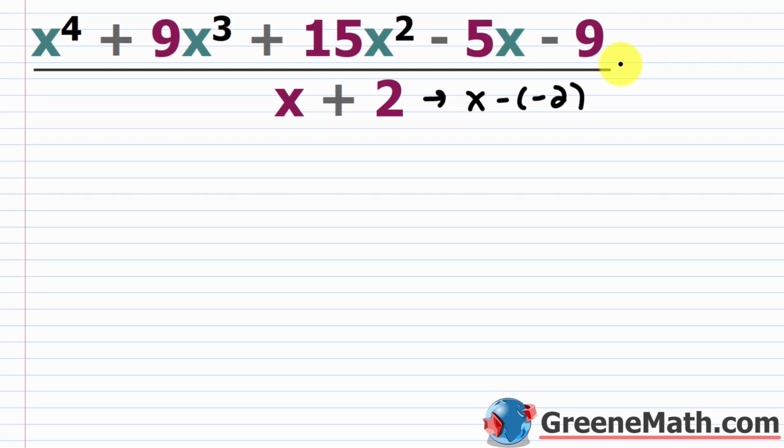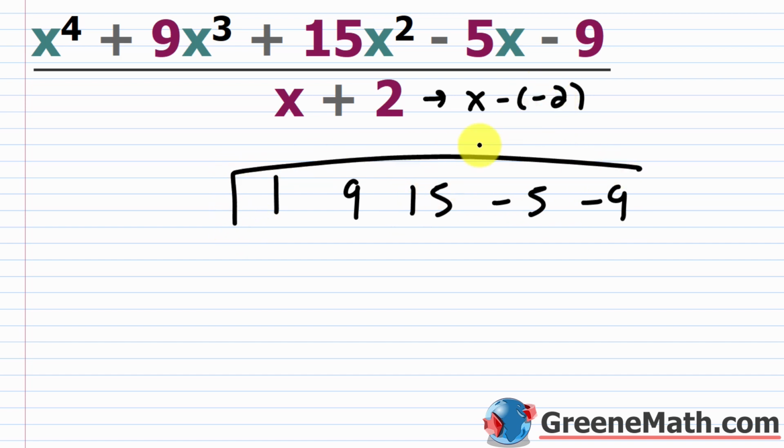So again, everything's in order. Nothing's missing. We'll see that things will be a little bit different in the next problem, the final problem. But I'm just going to grab my coefficients. So 1, 9, we'll have 15, we'll have -5, and then -9. And then over here, I'm going to grab my -2. Remember, I changed the form because this is plus. So I'm going to grab my -2. I'm going to drop this down.